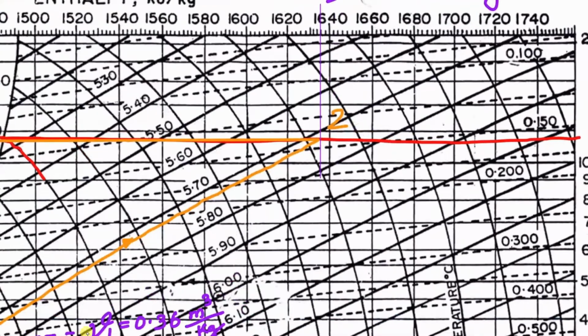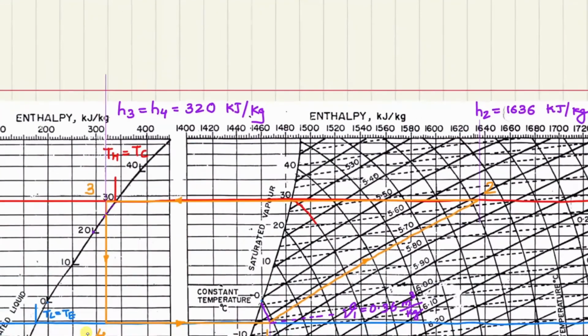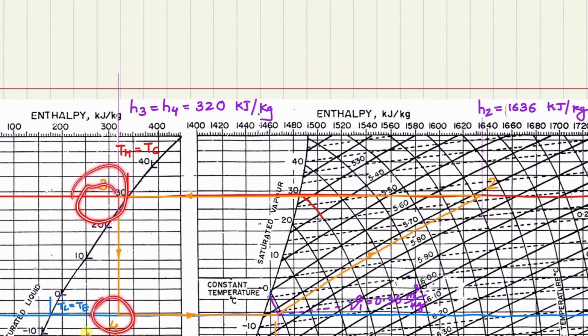Now extend the point to the x-axis. Okay, so here we have 1620, this is 1640. So center will be 1630. So one division is equal to 2 kilojoule per kg. Okay, so the point is over here. So this is 30, 32, 34 and 36. So the H2 value is 1636 kilojoule per kg, and then H3 will be equal to H4.